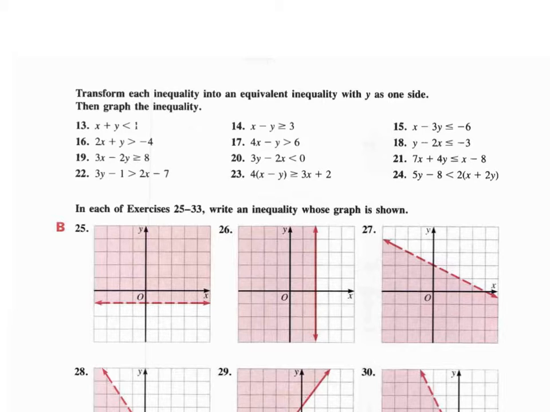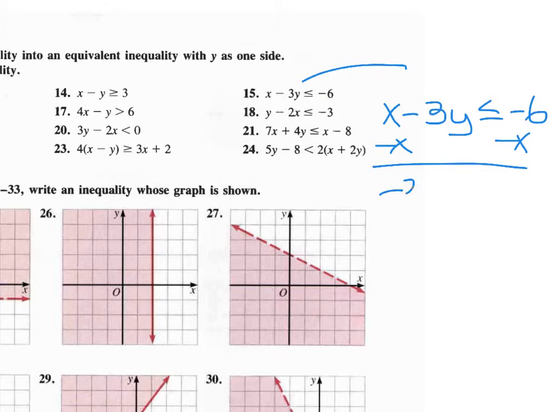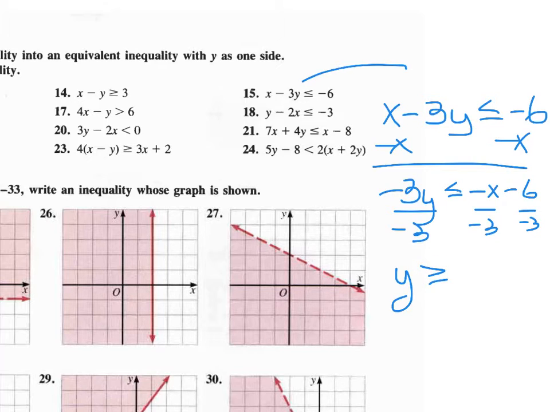So for example, on number 15, you would have to rearrange this first by moving the x over, subtract it, negative 3y less than or equal to negative x minus 6. Divide all three pieces by negative 3. It will cause the symbol to reverse because we're dividing by a negative, and this will become 1/3 x plus 2. And then you would graph the boundary line, and then you would shade either above or below the line. And in this case, it's a greater than, so you would shade above.